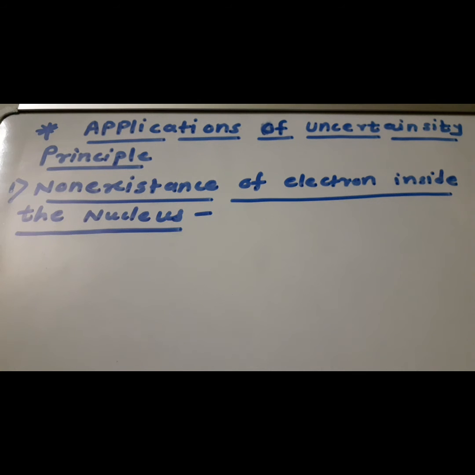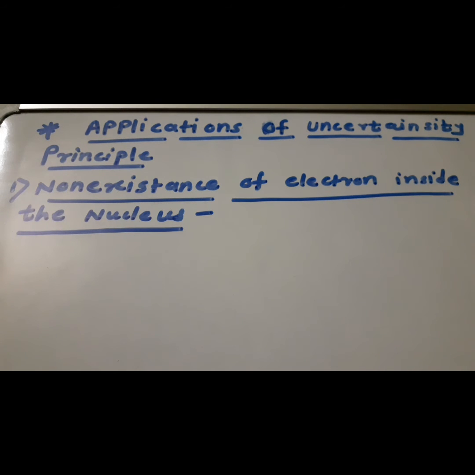Good morning. Today we will see applications of the uncertainty principle. The first application is the non-existence of the electron inside the nucleus. We know that in the uncertainty principle it is impossible to know the position and momentum of the particle inside the wave packet. Similarly, here, the non-existence of the electron inside the nucleus.